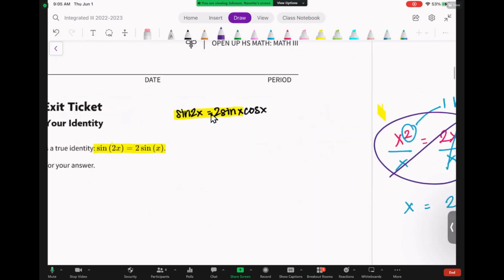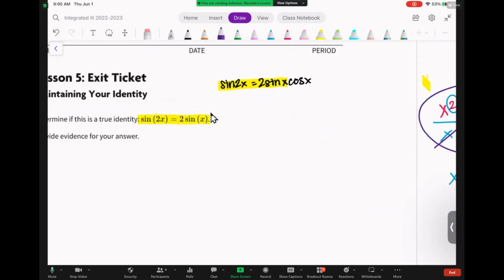Right, so back to this over here. The very first thing I'm going to do is use this identity, and then I'm going to see what I can do. So I get 2 sine x cosine x equals 2 sine x. So here's where I'm trying to say, hey, don't do that thing. Don't do that thing where you divide out by 0, right? So don't divide by sine x, right?